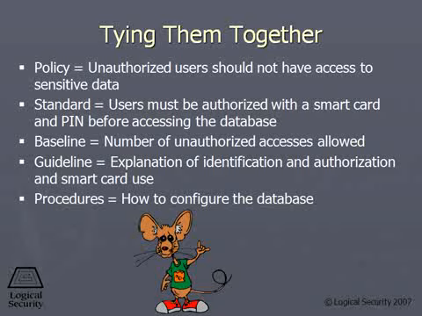It's an actual threshold. Then you have a guideline that explains what identification and authorization is, and potentially how to use smart cards. And then you have procedures on how to actually configure, say, a database that controls where the sensitive data is. So this is how they all work together. And again, the policy is the management directives, it's high level, and all of these other things are developed to provide meat for us to actually know what to do to be compliant with the policy.